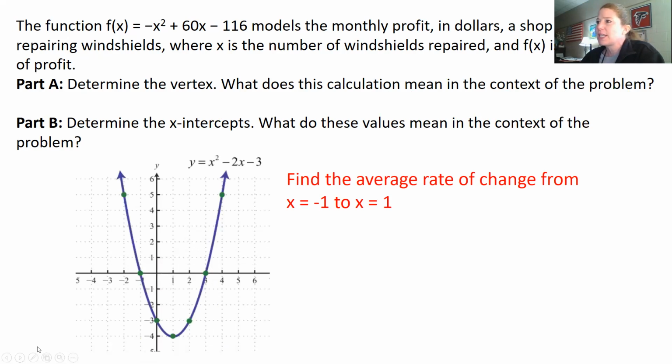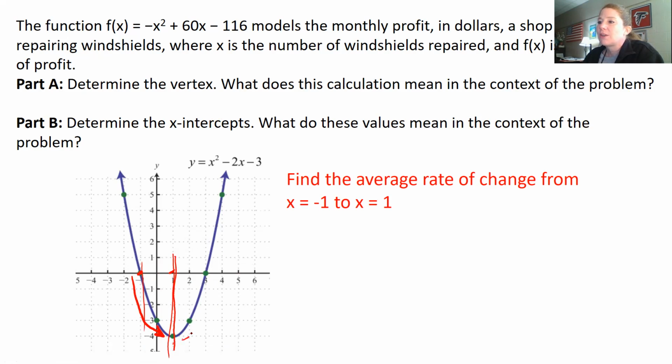This is a different question. It says to find the average rate of change from -1 to +1. So let's see what's happening from -1 to +1. From here to here, what's happening to our parabola? It's decreasing from this point to this point. But then what happens when we reach -1?